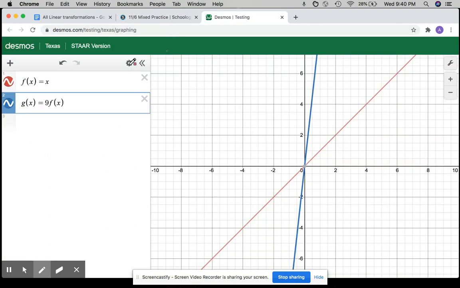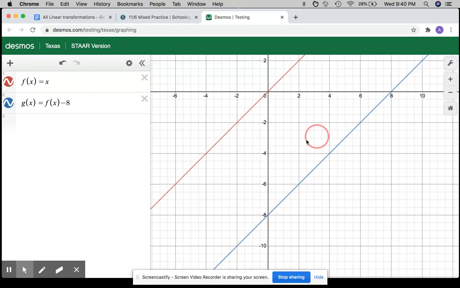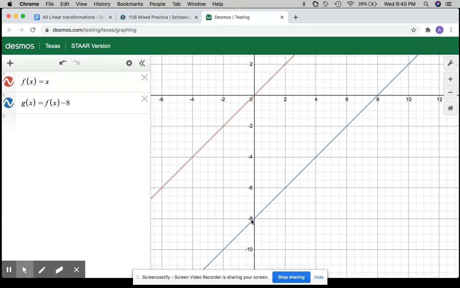Again, you could graph this in the calculator and take a look at what happens to that function. So if I put minus 8 on the outside, you're going to notice your graph moves down 8 units and your x-intercept is also at positive 8.